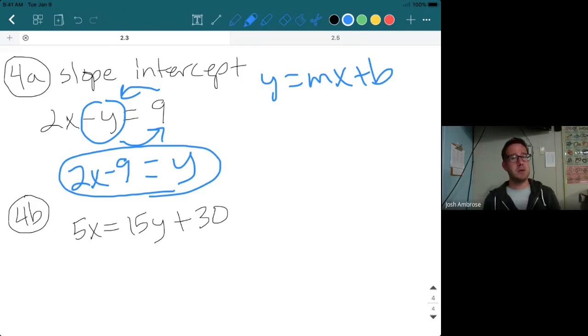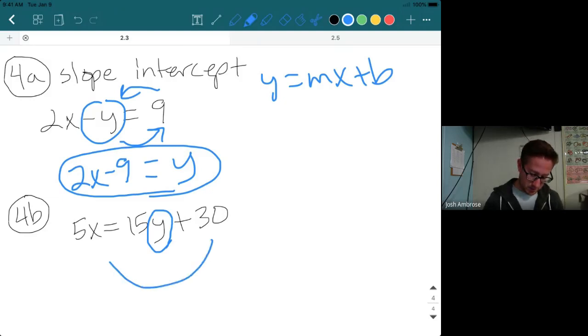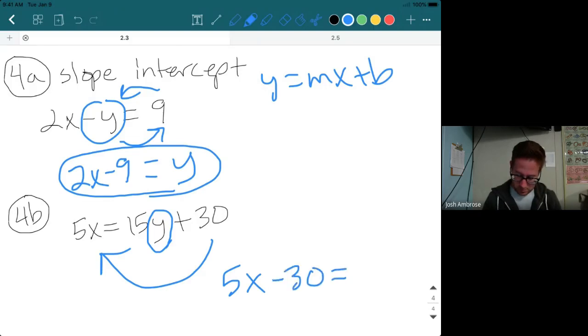Now, a little bit more movement with 4b here. The y, notice this y is a positive. I don't want to move it, okay? So what I do want to do is take that 30 and move it to the other side. So I'm isolating y one step at a time. So what I have here now is 5x. We moved the 30 over. It crossed the equal sign, making it a negative 30 equals 15y.